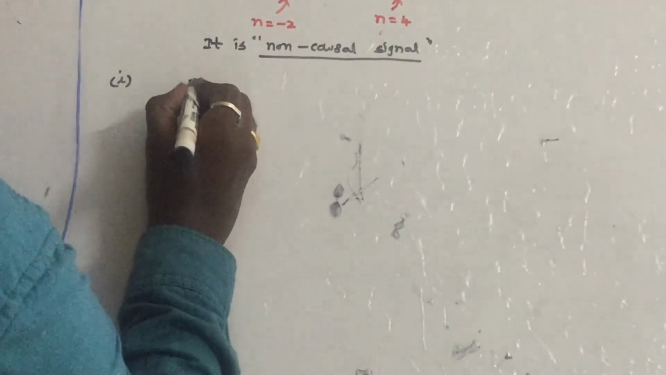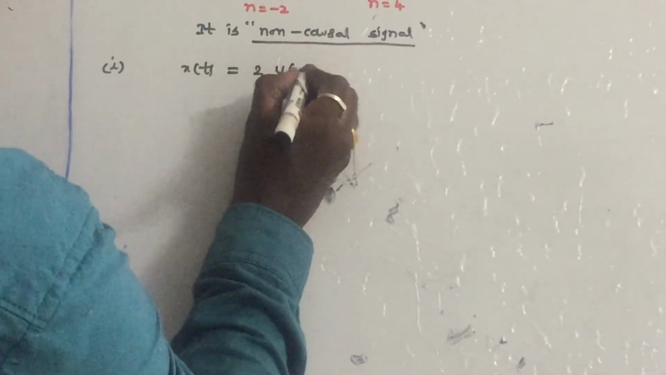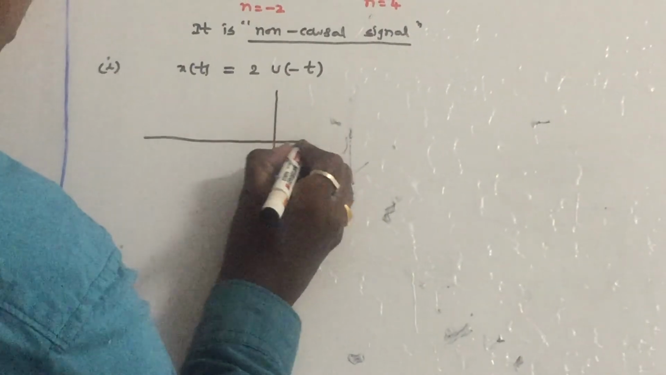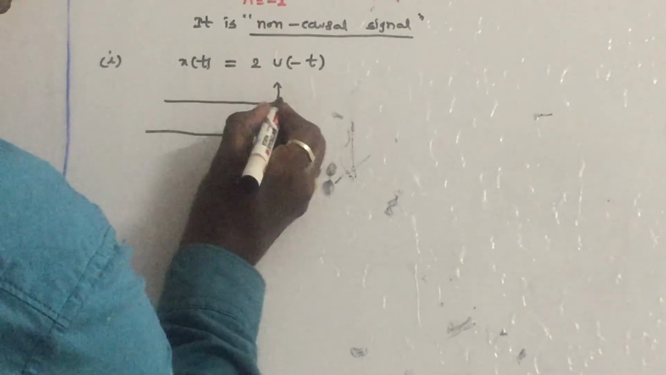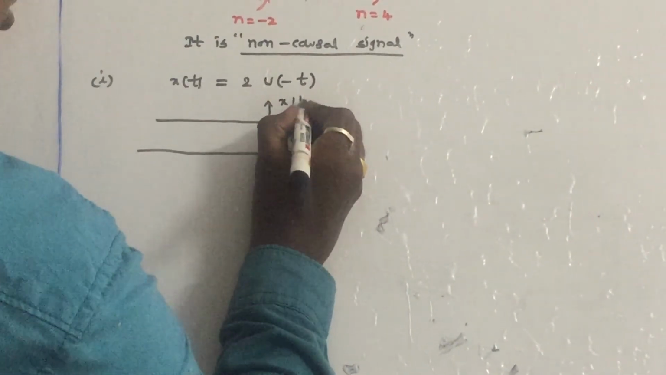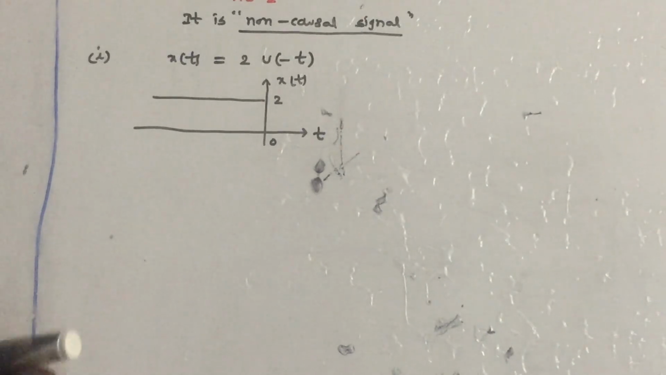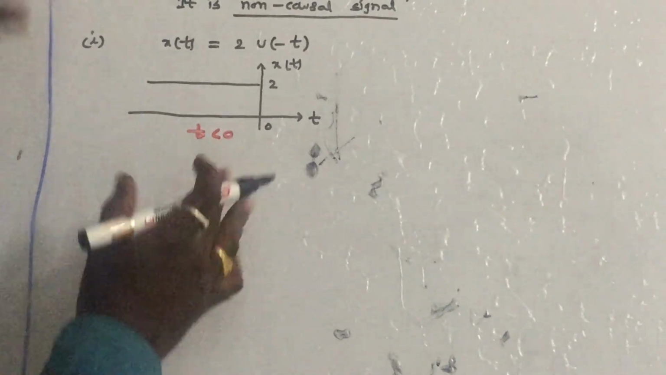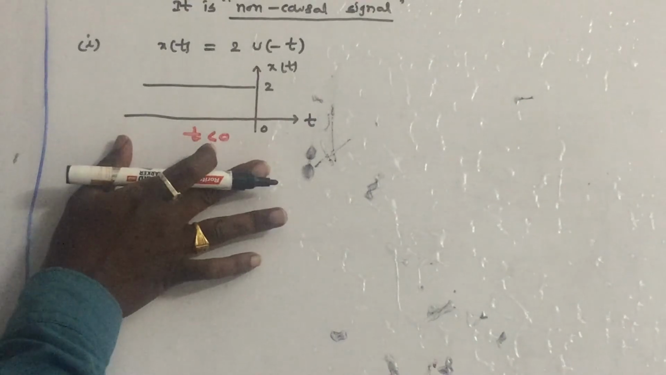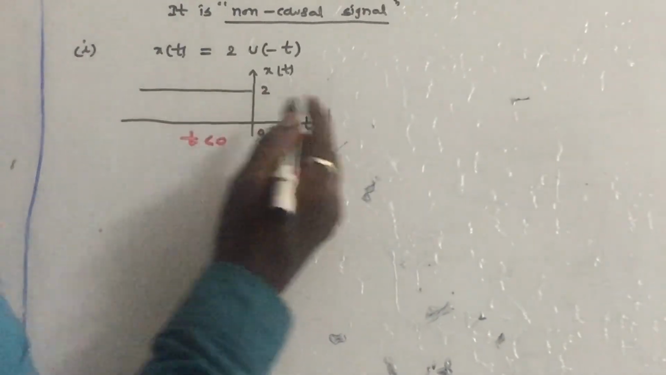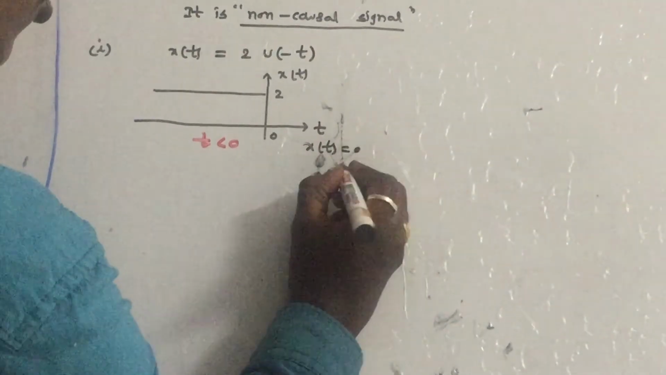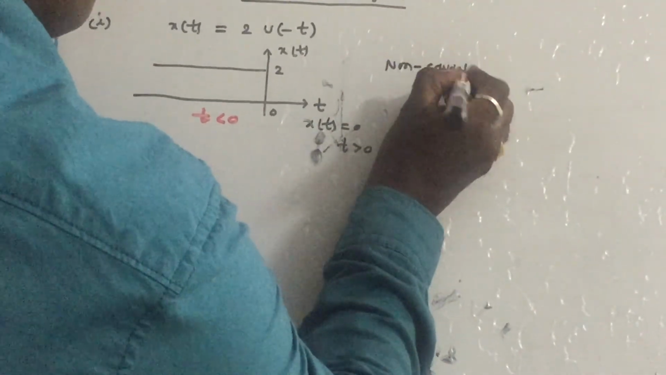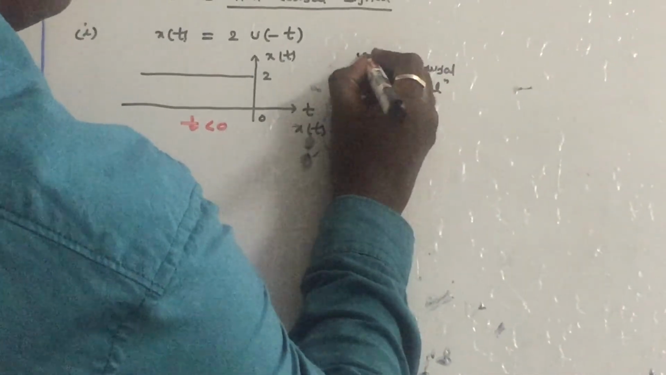Let us take the example I. x of t is equal to 2 into u of minus t. So how to draw the signal? You can easily draw this nature of signal. This is a time reversed signal of amplitude 2. So this is x of t versus t. You can clearly see that the signal exists for t less than 0. As I said earlier, here the signal exists for only t less than 0. You can see that x of t is equal to 0 for t greater than 0. So this case is also called non-causal signal or anti-causal signal.